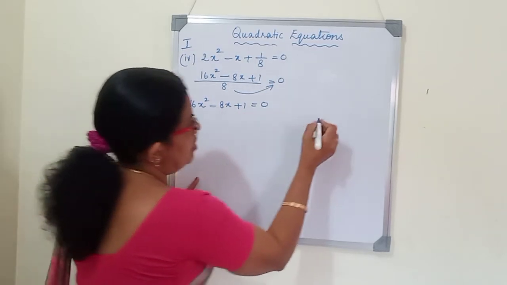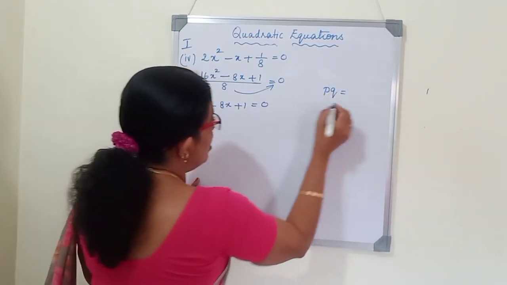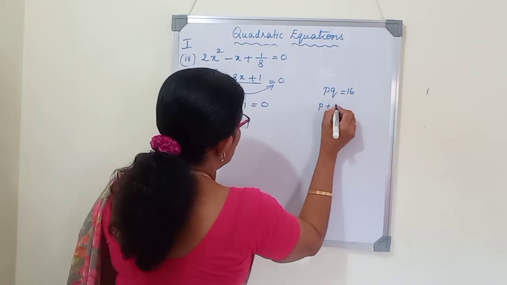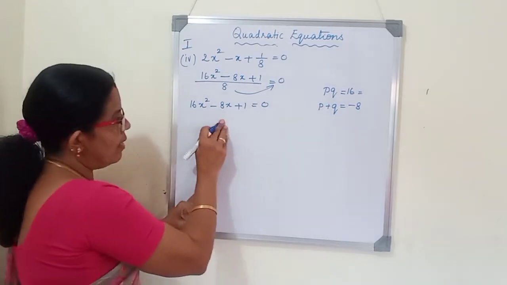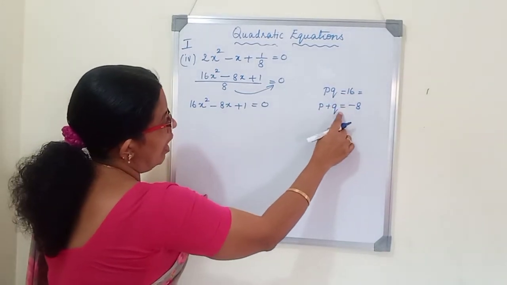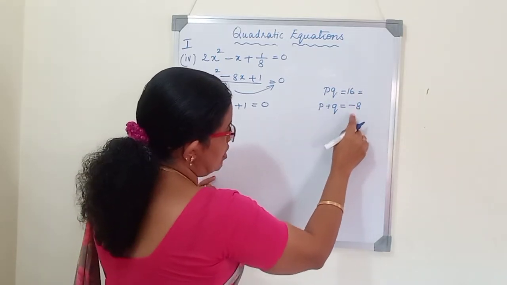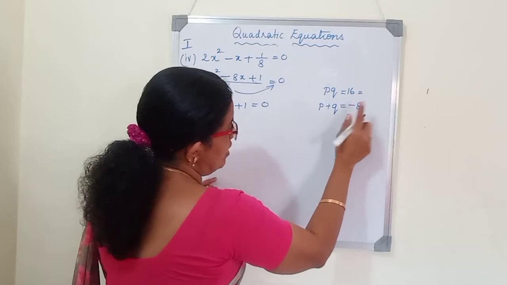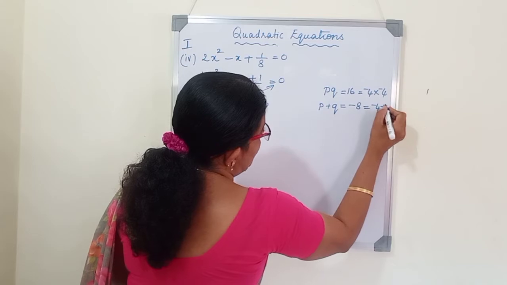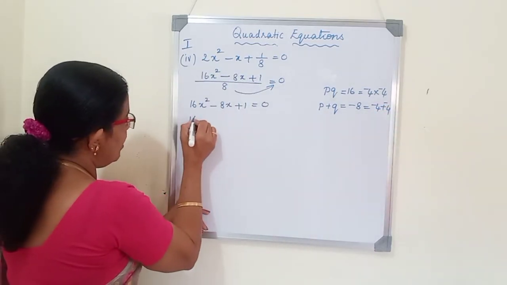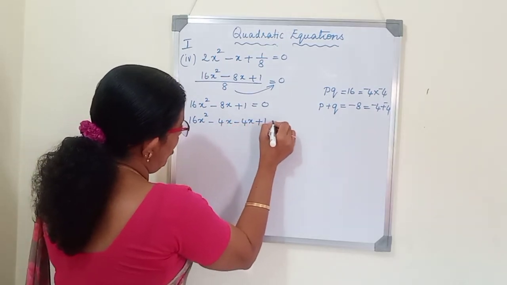So now we can see PQ and P plus Q. Product is 16 into 1, 16 and sum is minus 8. So which two numbers when you multiply you will get 16 and sum is minus 8? So here 4 4s are 16, 4 plus 4, 8. But we want minus 8. So minus 4 into minus 4 is plus 16. Minus 4 plus minus 4 is minus 8. So we will write minus 8x as minus 4x minus 4x. Last term 1 as it is.